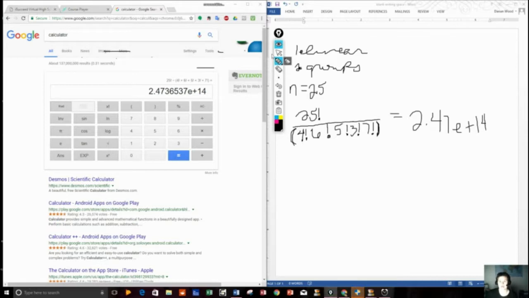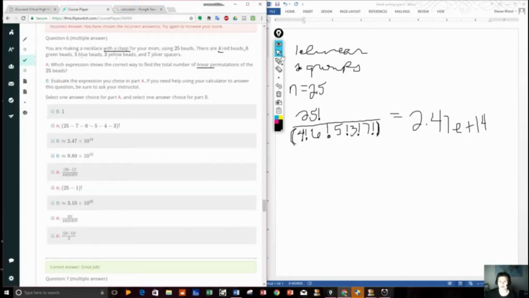Okay, we need to discuss what e means when it shows up in a calculator. E means times 10, and the positive 14 is the exponent, so this is a positive 14. And then we just have 2.47. So anytime you see e show up in your calculator with a number following it, it means times 10, and that number is the exponent for the 10.